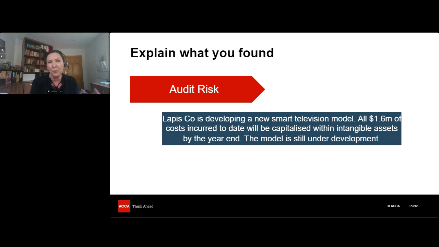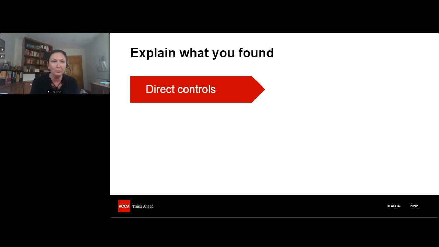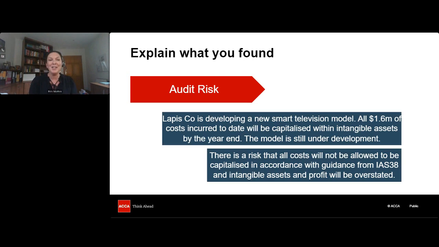However, to get the full mark, you need to explain that audit risk. There is a risk that all costs will not be allowed to be capitalised in accordance with IAS 38, and intangible assets and profit will be overstated. So I've explained the direct impact that that could have on the audit team. We're worried about the capitalisation not being allowed because of accounting standards rules. And I've also explained what could happen to the balances in the financial statements. So making sure that you've got that additional sentence secures your full mark.